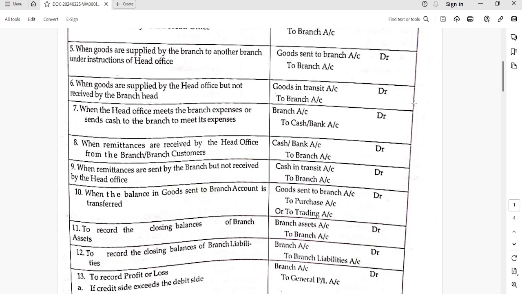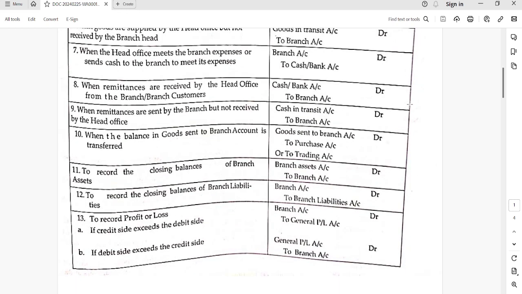To record the closing balance of branch assets is very easy. We know that any asset is balance c/d, and any liability is to balance c/d. To record the profit or loss, branch to P&L or P&L to branch. That's all, we know that. When there is a profit, then branch account debit to P&L, and when there is a loss, that means the debit side is greater than the credit side, then P&L account debit to branch. That is the journal entry.